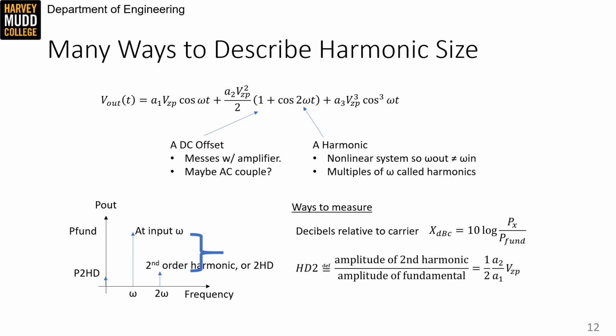Finally, HD2 is a specific measure of the size of the second harmonic relative to the input. It's the voltage amplitude of the second harmonic divided by the fundamental frequency voltage amplitude. And the expression you get when dividing those two coefficients, so just taking the ratio of this coefficient and this coefficient, is written down here. You'll notice that HD2 gets linearly larger as VZP increases, so the second harmonic grows quadratically while the fundamental grows linearly.